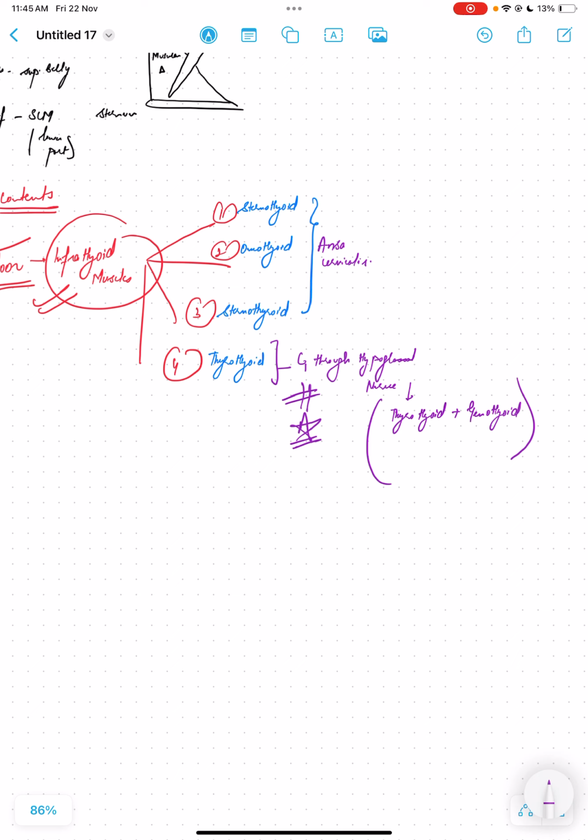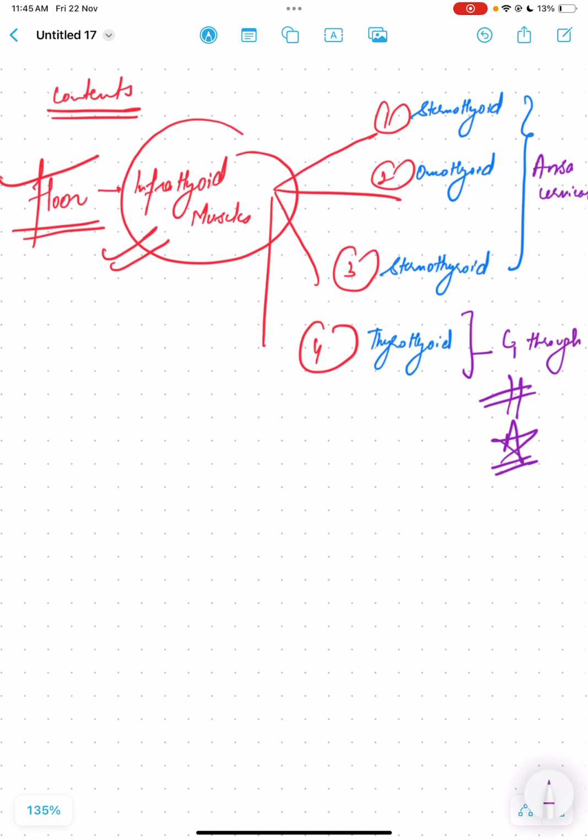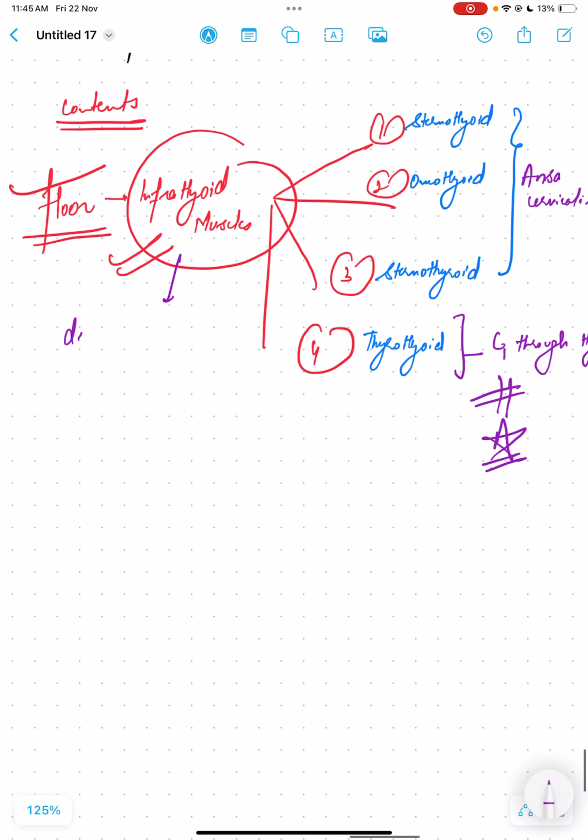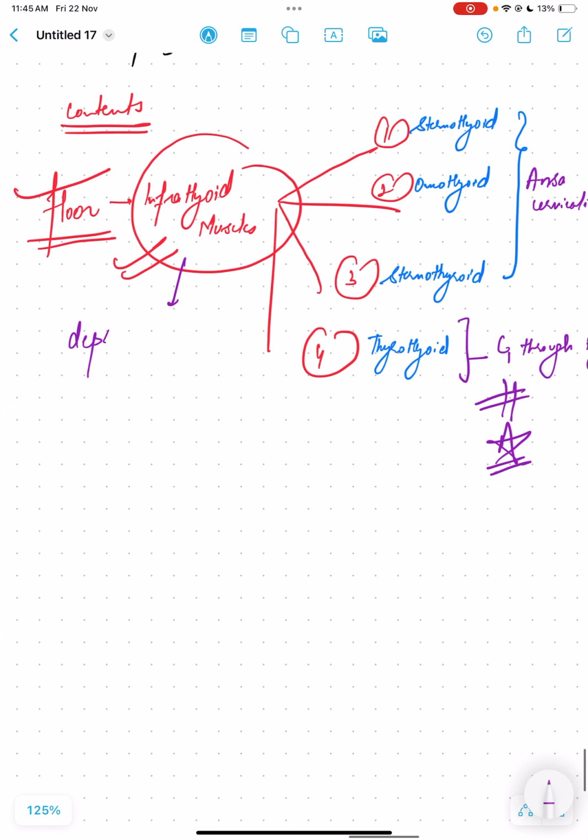C1 through the hypoglossal nerve. What is the basic function of the infrahyoid muscles? They basically depress our hyoid bone. So you should remember this. You have to remember all these muscles very carefully. So the content of this part is only the infrahyoid muscles. Then we will study, sorry for the disturbance.